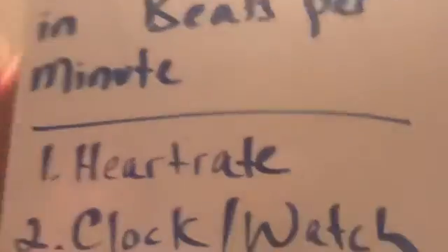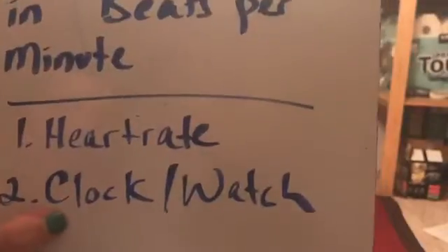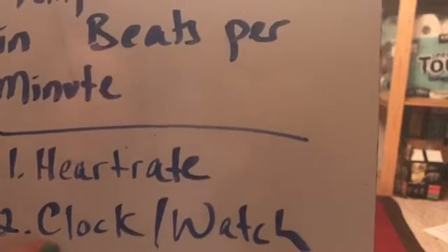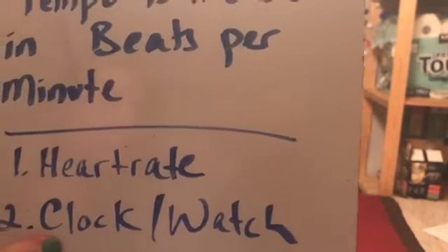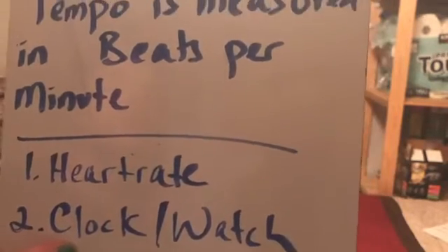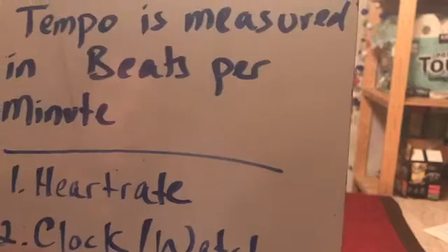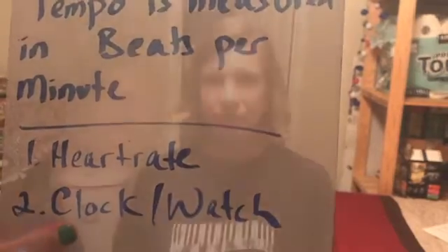And the other way is a clock or a watch. If you notice when the little hand, the second hand, is clicking, each one of those is 1 beat per second. Thus your time for beats per minute is 60 beats per minute.